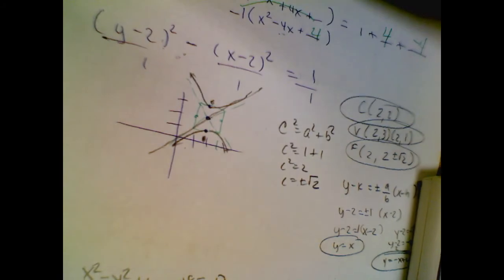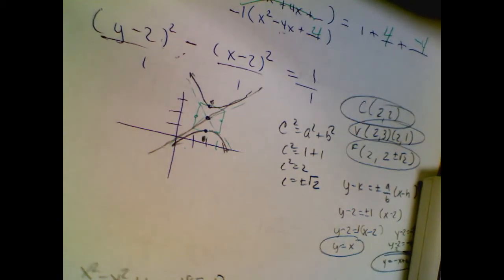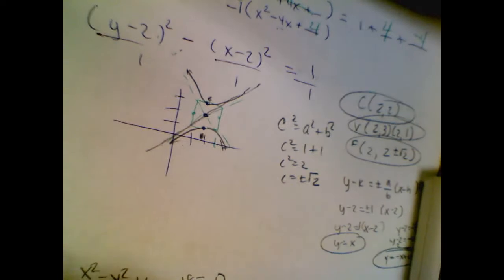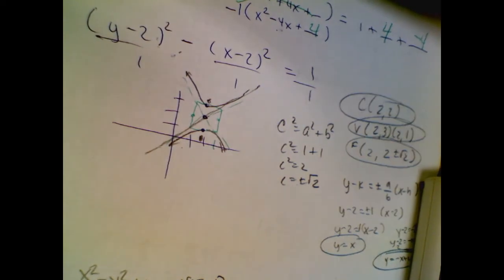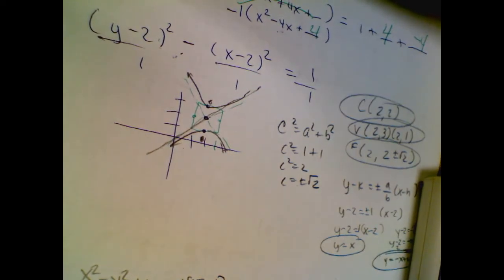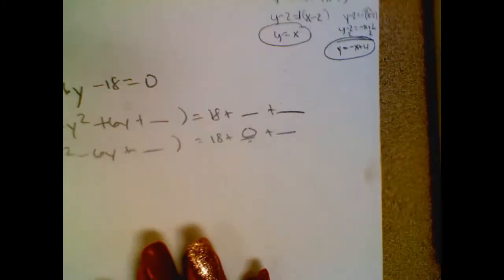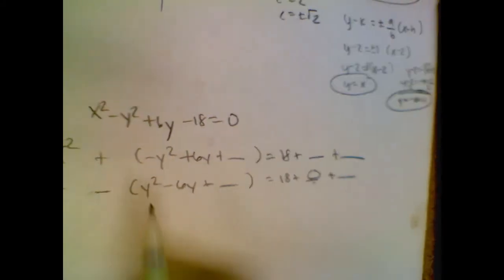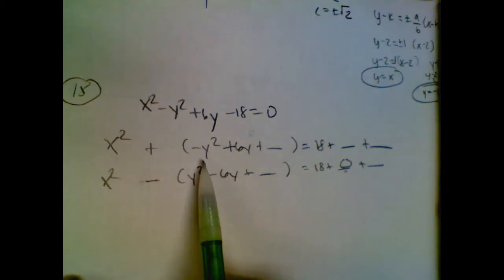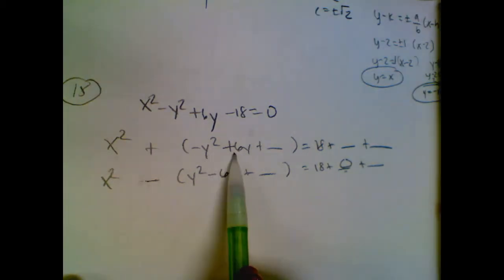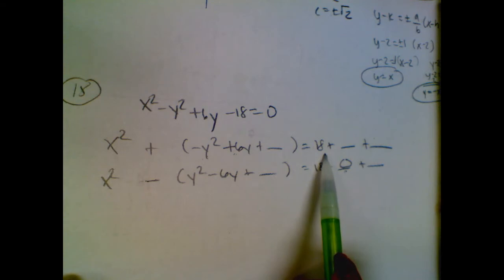Okay, so the x squared stays by itself. Take a negative out of this. That's y squared minus 6y plus blank. So we're not adding anything from the x. You can't see what I'm doing. I'm so sorry. All right, let's try this again. X squared plus negative y squared plus 6y. Group your y's. Add 18 to the other side.